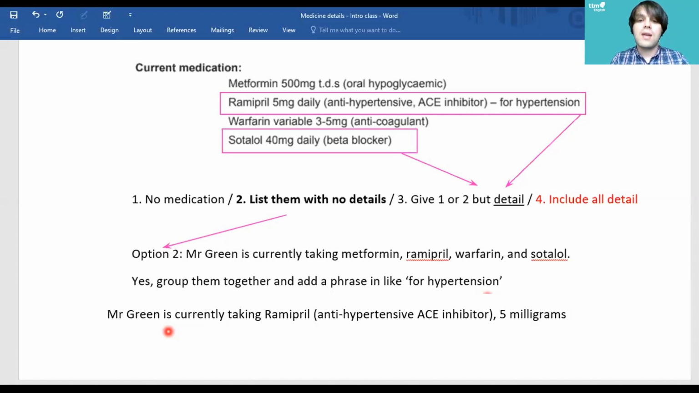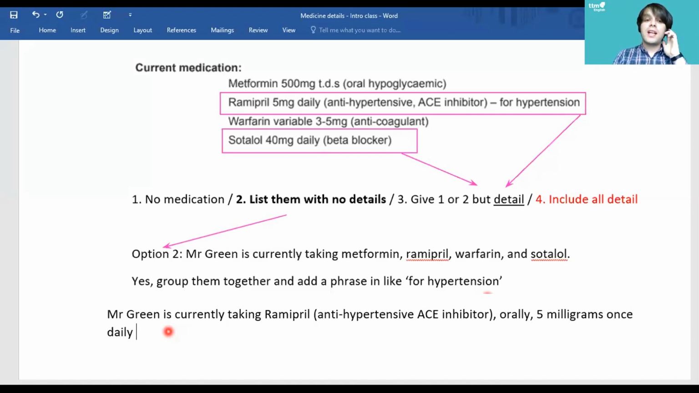M-I-L-L-I-G-R-A-M-S. Okay, and then what else should I say? 5 milligrams? Sorry, it should be first orally before this. Don't forget the 2 commas, and then, do I want to put daily? Once a day. Yeah, good, once a day. Let's not say daily, guys. It just doesn't sound great.